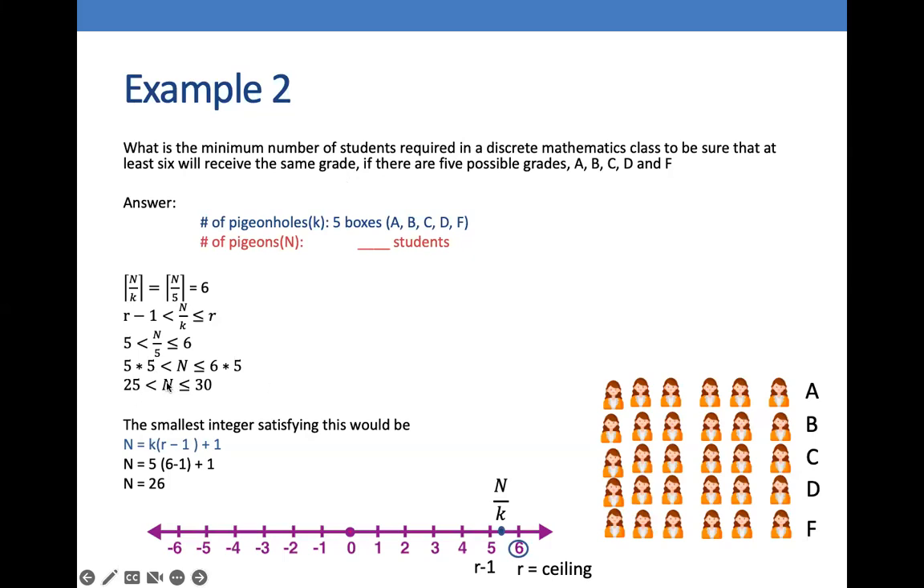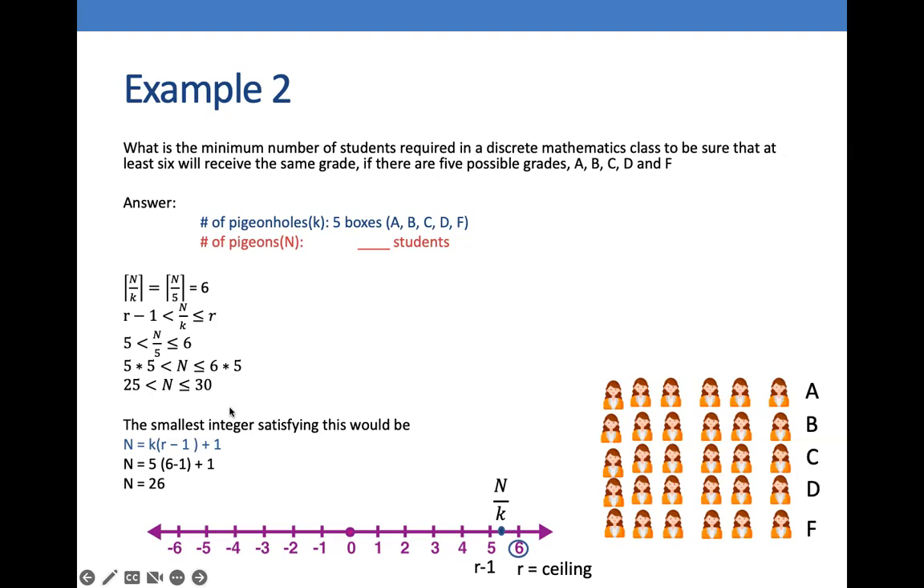Now, what we were asking for is the minimum number of students. So what we need is an integer. What is the minimum number of students given this range? 25 is not included, and n is greater than 25. So it should be 26, correct? It fits the range. 26 is greater than 25 and also less than or equal to 30.